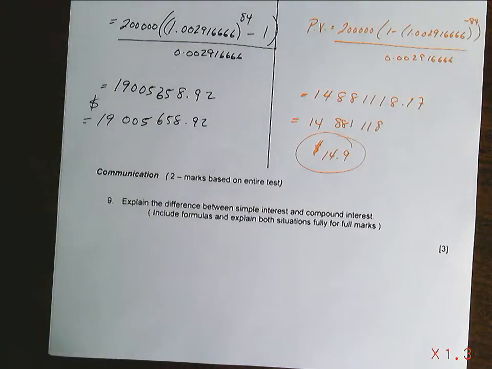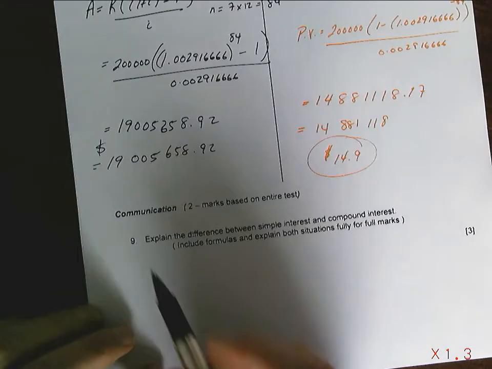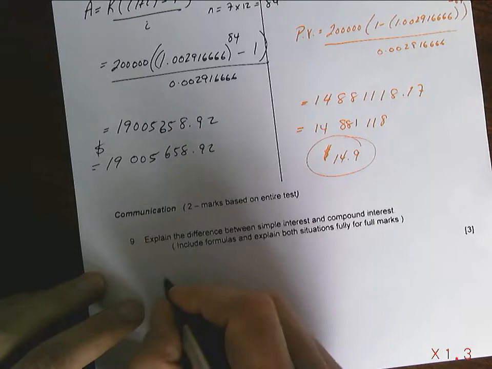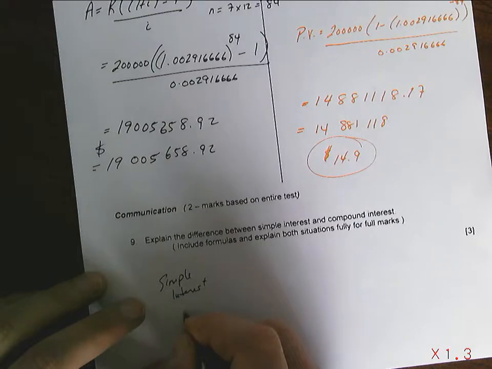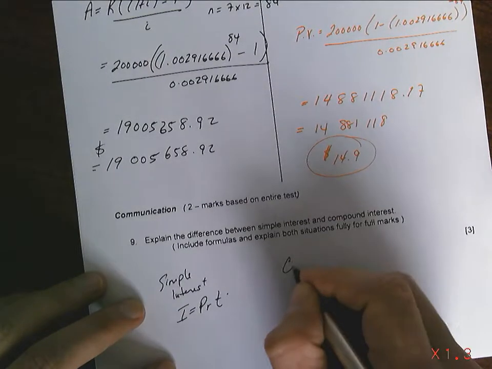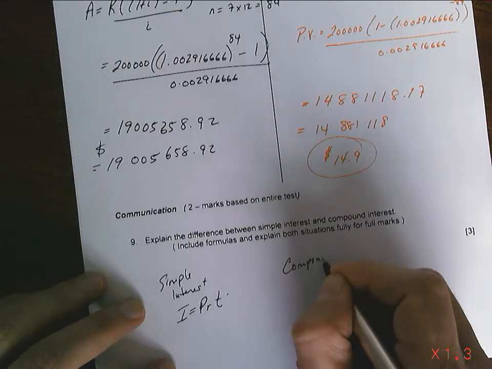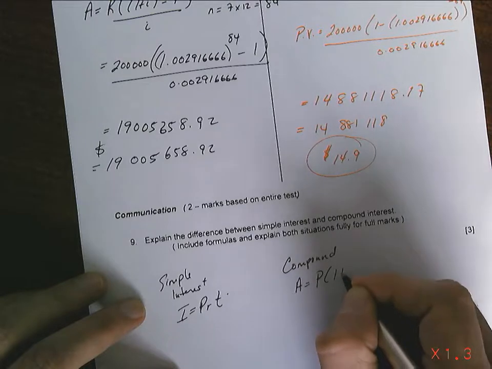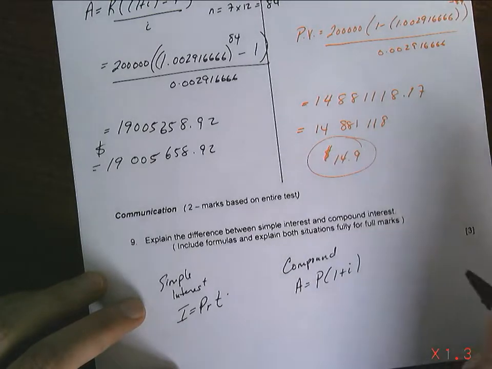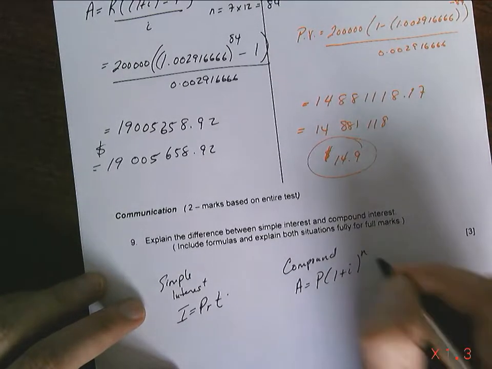Communication. Explain the difference between simple interest and compound interest. Well, give formulas. So simple interest. Simple interest is simply I equals PRT. Compound interest is going to be A equals P, 1 plus I to the n.